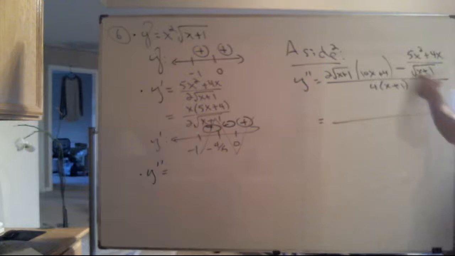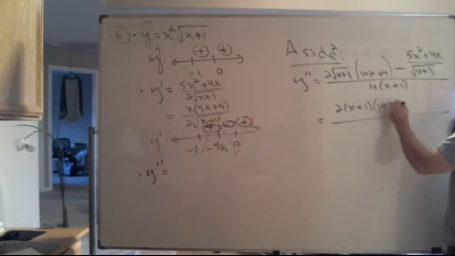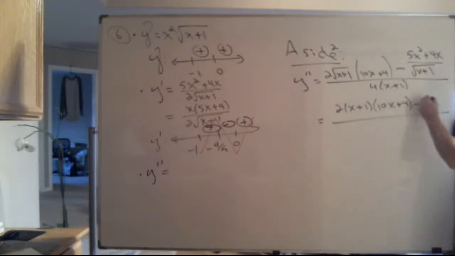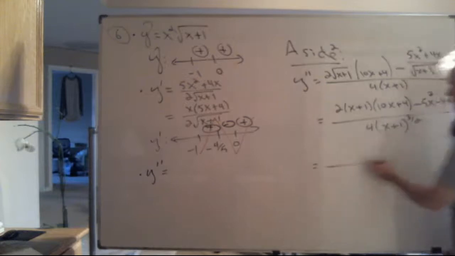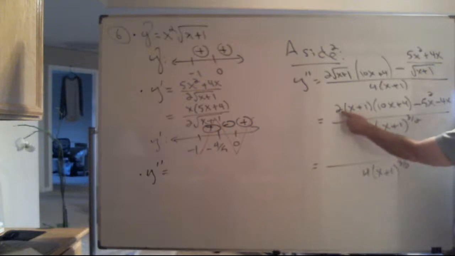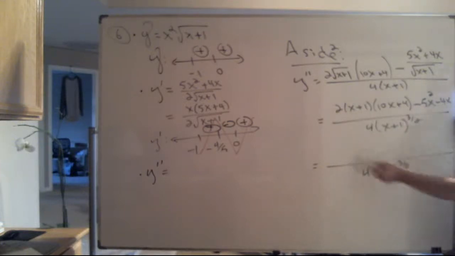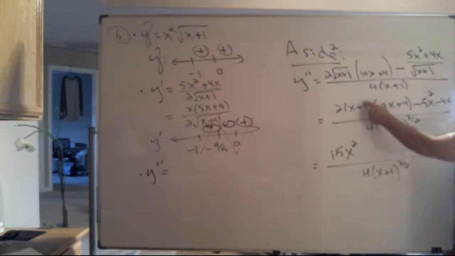Now multiply top and bottom by that radical expression. Does that give me this? And does that give me this? Now here's a 10x squared. That makes it 20x squared. Minus 5x squared is 15x squared. Here's a 10x. Plus 4x is 14x.